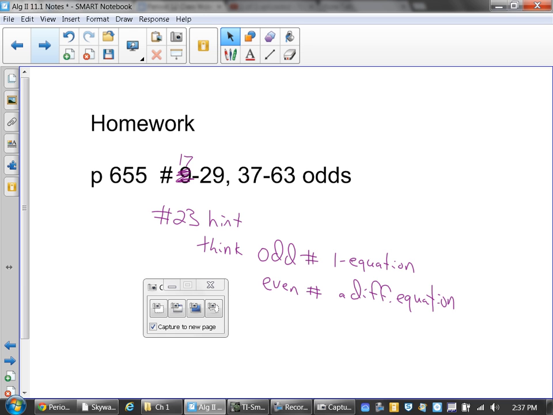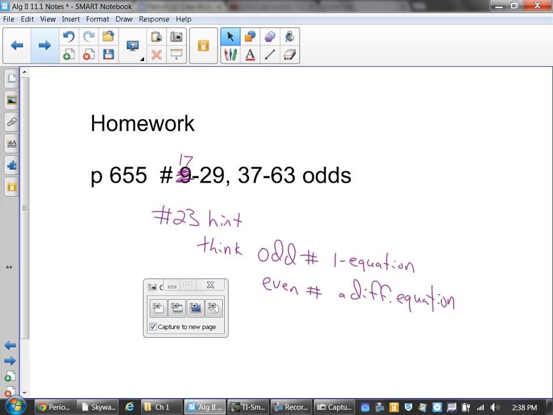There's a little hint there for number 23. I always forget to tell people about this hint. The sequence that they give you in number 23 is really weird. You're not going to get a single equation that works for all the numbers, whether the term number is 1, 2, 3, 4, 5. There's 5 numbers in the sequence. There's nothing that'll work for both the odd numbers 1, 3, and 5, and the even numbers 2 and 4. So there are actually 2 different equations depending upon if the number of the term is even or odd.